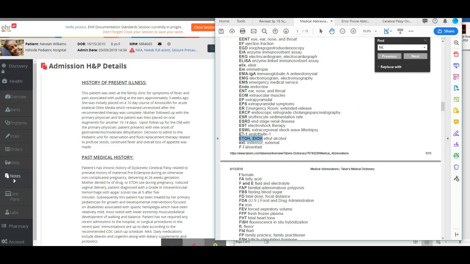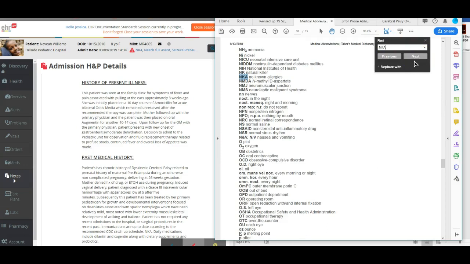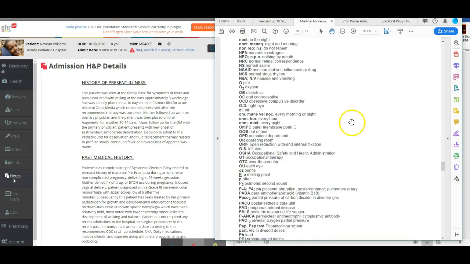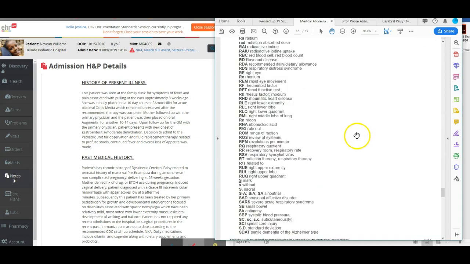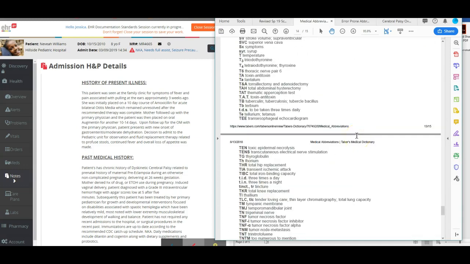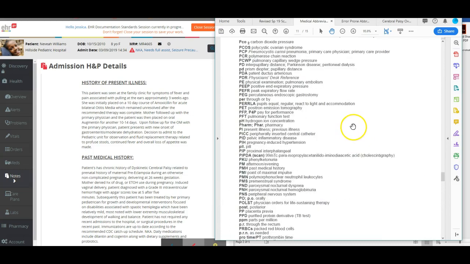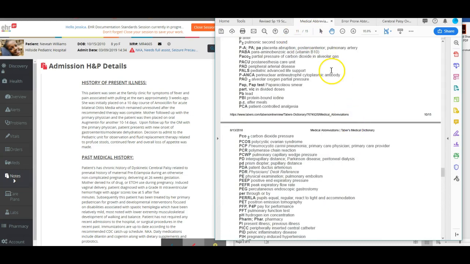If you want to know what NKA is, click next. No known allergies. So that's pretty nice to have those search features. It saves you from scrolling through, you know, 10 pages, 15 pages actually, of medical abbreviations.